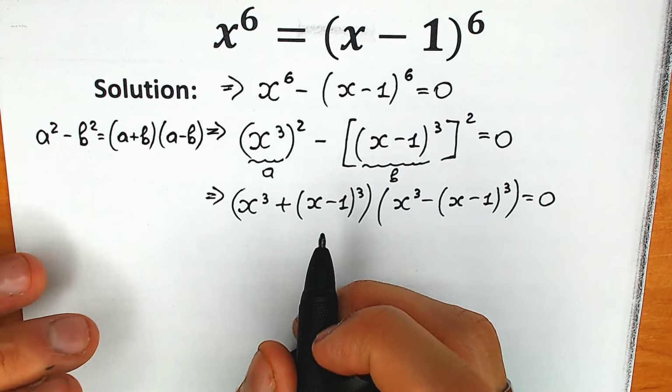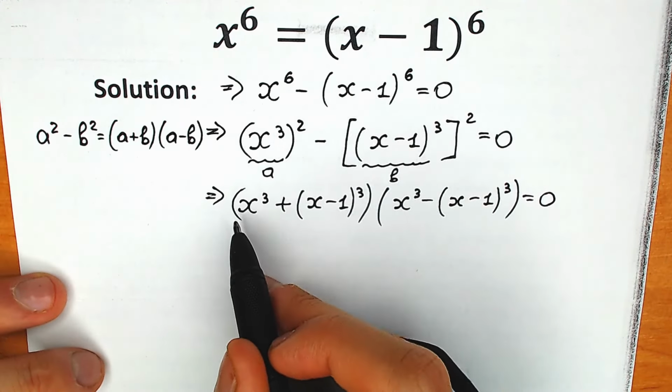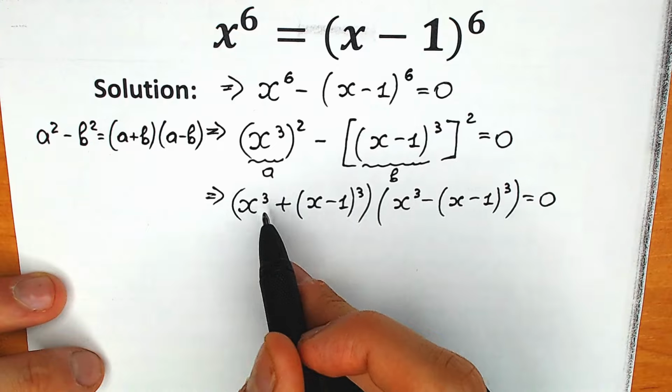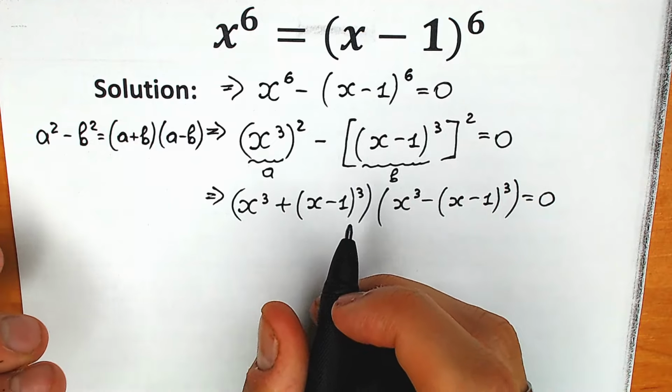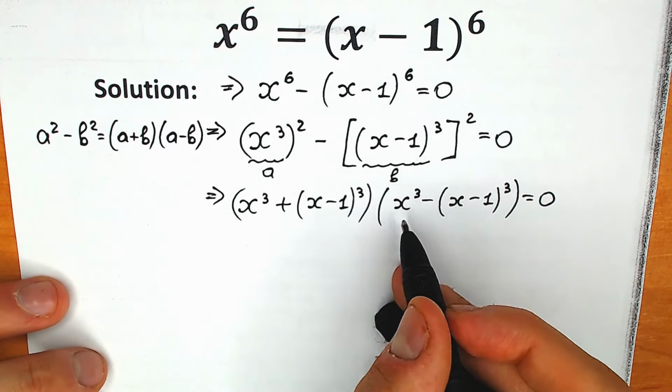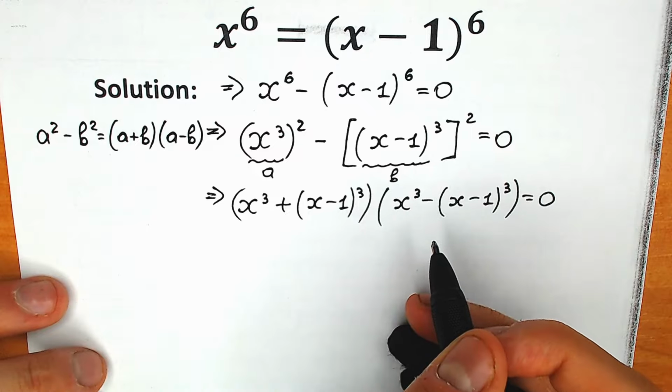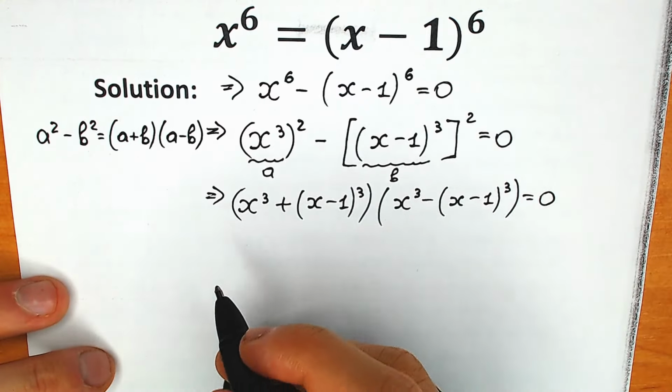Right now, let's look at this question from a different angle. In the first parenthesis, we have x cube plus (x minus 1) cube. So in other words, we have a sum of two cubes. In this parenthesis, we have a difference of two cubes. So right now, let's remember these formulas.